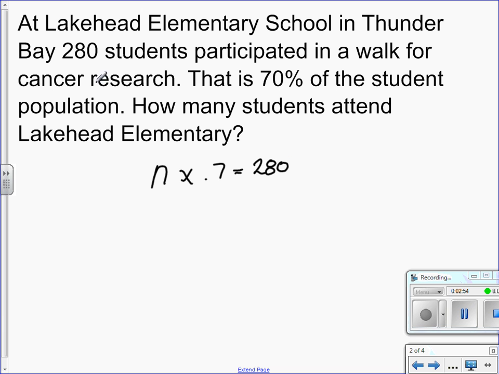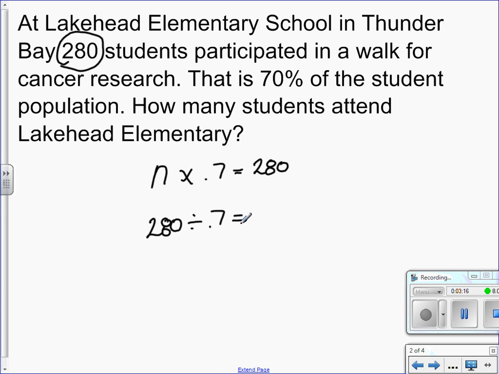Okay? What we want to find out, though, is 280 is how many participated. We want to find out how many people were in the school as a total. So we have to do the reverse operation. So what we really have to do is do 280 divided by 0.7.